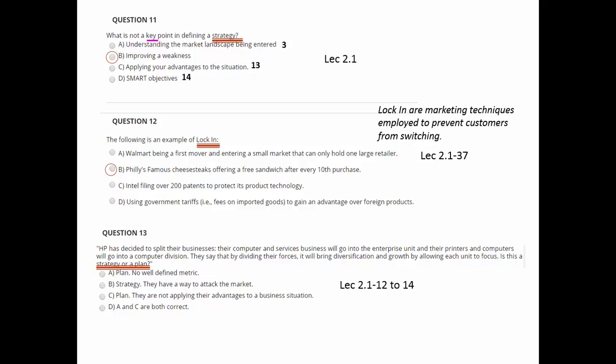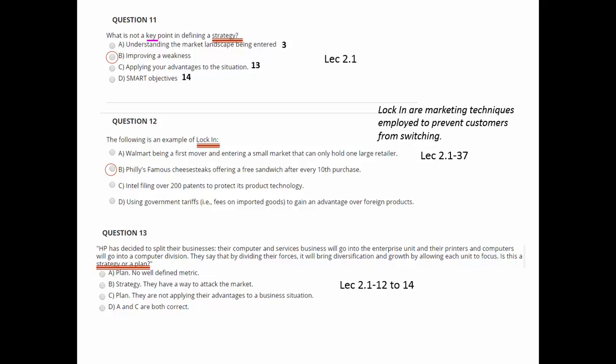Plan: no well-defined metric. That's right, there is no defined metric in here. Strategy: they have a way to attack the market. Well, how? They just said that if we split them up, that'll allow them to focus. Okay, you're focused, but how are you focusing? It's very vague, so it's not really a strategy.